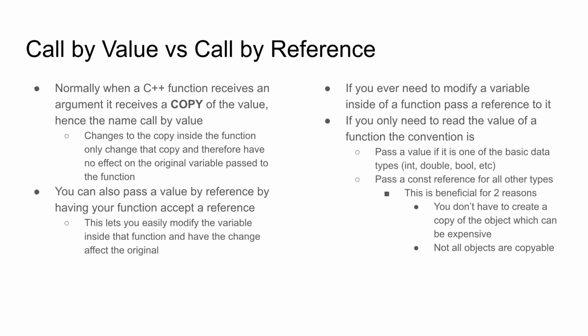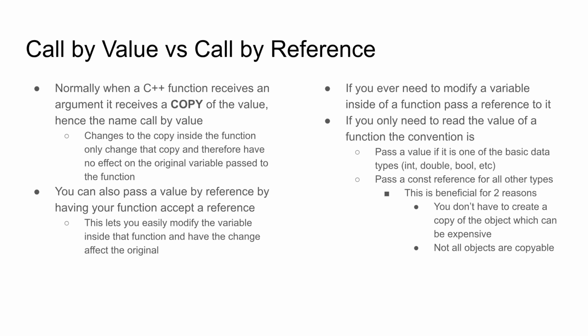So if you ever need to modify a variable inside of a function, and you want that change to show up outside as well, make sure your function accepts a reference. If you only need to read the value, the conventions in C++ are if it's one of the basic data types like int, bool, double, char, just pass in an int, bool, double, char. If it's anything more complicated than that, you'd want to pass a const reference to that variable's type, which you'll see in a second. The reasons for doing this are twofold.